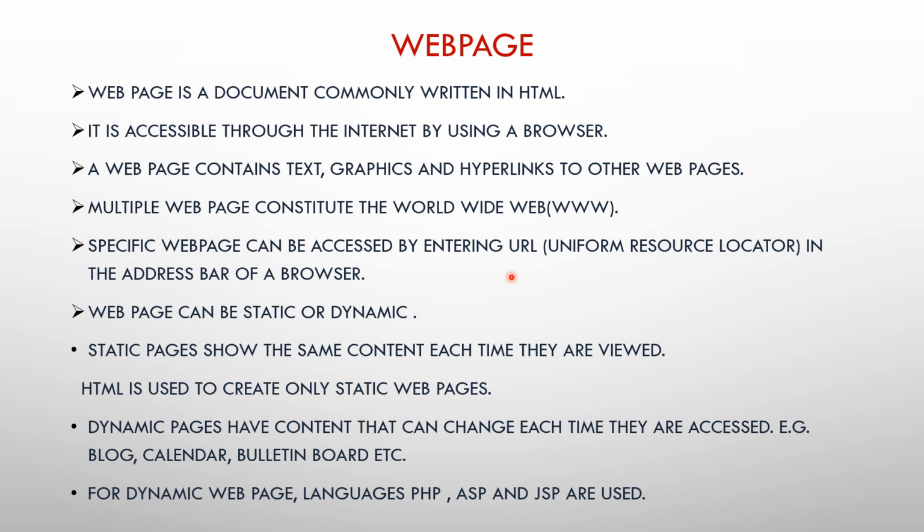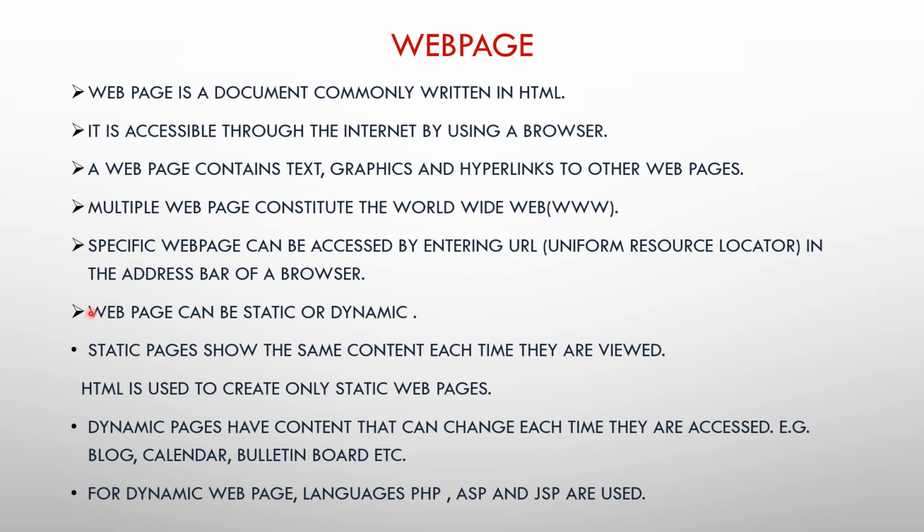So what is this? This is a URL. URL means the address of a specific web page, and domain means the address of a website. This is the difference between a domain name and a URL. I hope it is clear. Now, a specific web page can be accessed by entering the URL.